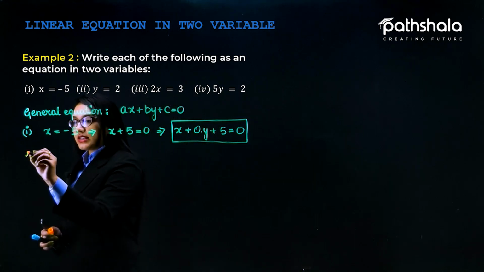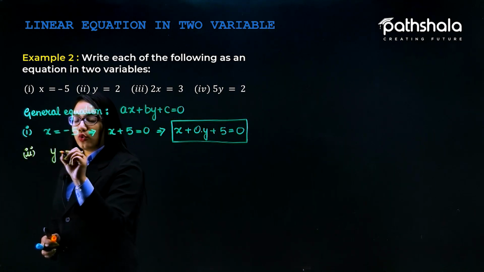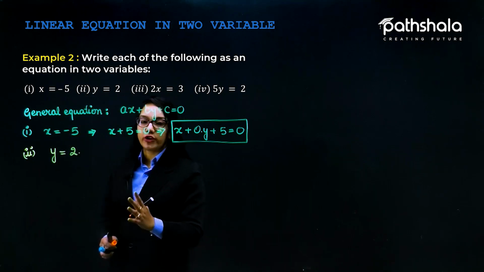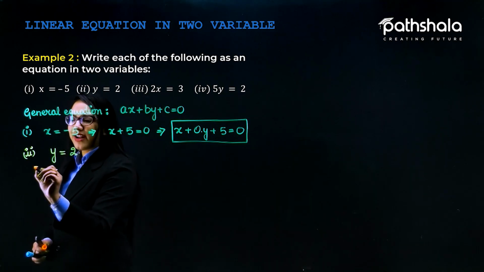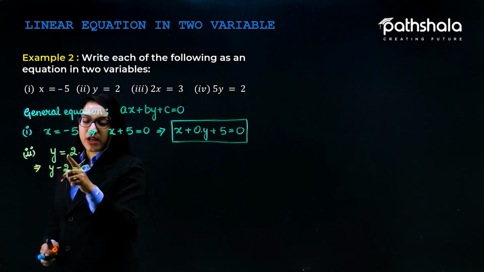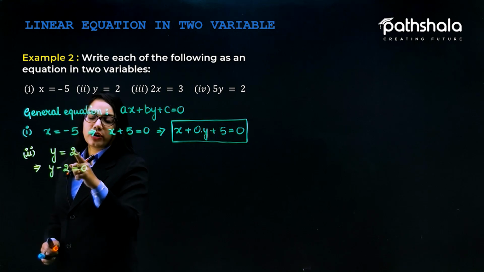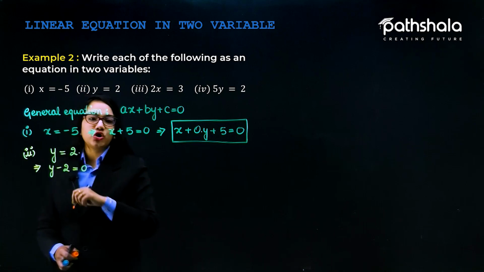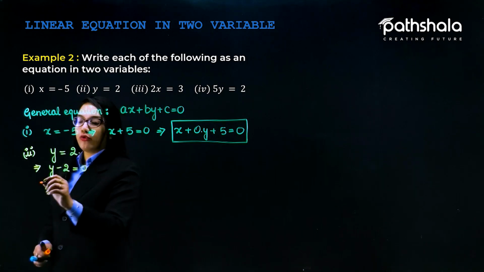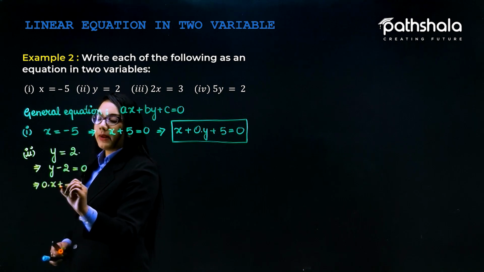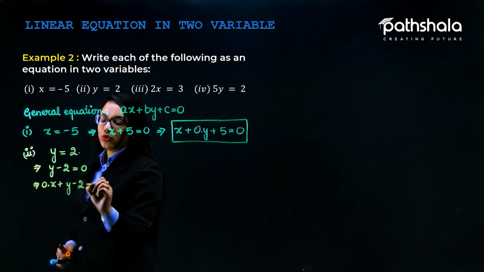Now let's move on to the second part. The second part says y is equal to 2. Let us transpose 2 to the other side. We can write it as y minus 2 is equal to 0, because if it is plus 2 on this side and we transpose it, it becomes y minus 2 is equal to 0. Furthermore, we can write it as 0 into x plus y minus 2 is equal to 0.